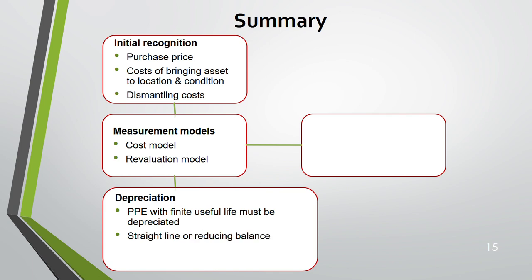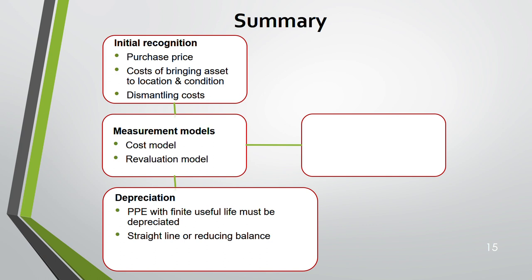Then two ways: straight line and reducing balance. It will be given to you in the exam which method to use. If it's straight line, they will just give you the percentage or the number of years. Or sometimes they might give you the residual value also. Remember to deduct residual value from the cost before depreciating. If no residual value, just take the cost. And if it's reducing balance, they will give you the percentage, 20%, 10%, whatever. And each year, after reducing the cost, you keep on taking the percentage on that reduced amount after deducting depreciation from the cost.